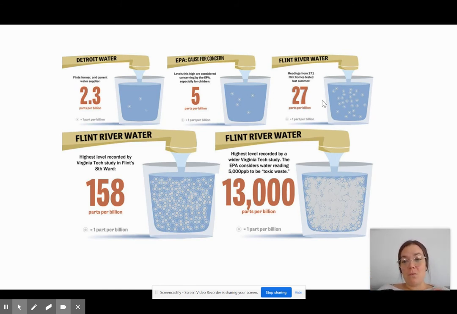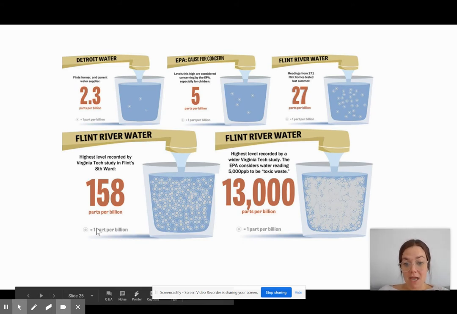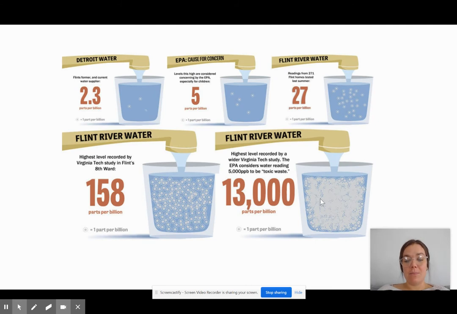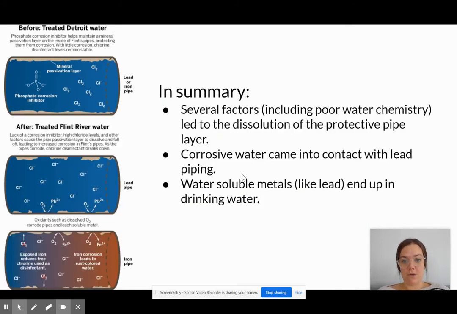So when houses in Flint started testing at 27 parts per billion and up to even as high as 158 parts per billion, that is incredibly concerning. That is a lot of lead in water. There were even samples in the Virginia Tech study that were up to 13,000 parts per billion, and 5,000 parts per billion is what would be considered toxic waste. That's absolutely crazy that people were experiencing this level of lead in their water just coming from their taps at home.